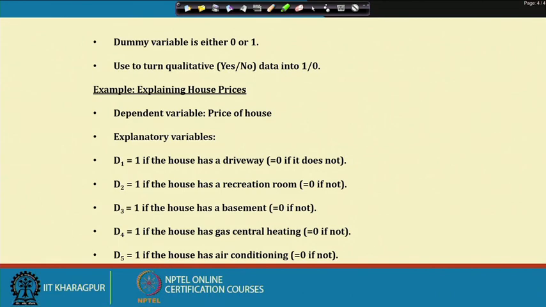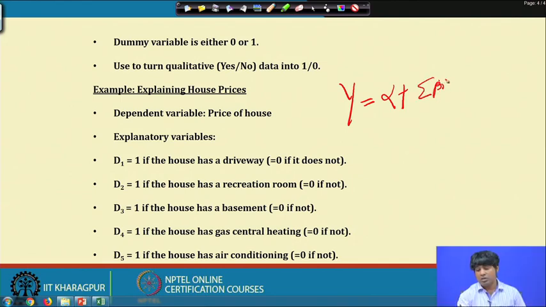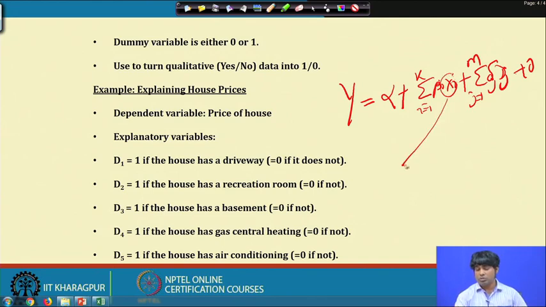We have two sets of variables. Technically this case is like this, where y is the dependent variable, alpha is the constant, plus summation beta i x i, i equal to 1 to k, plus summation delta j d j, j equal to 1 to m, plus u. So this is x, which may be x 1, x 2, x 3 and so on, and this d j may be d 1, d 2 and d 3.